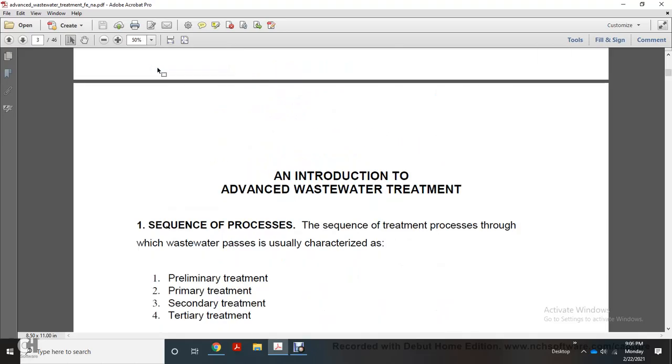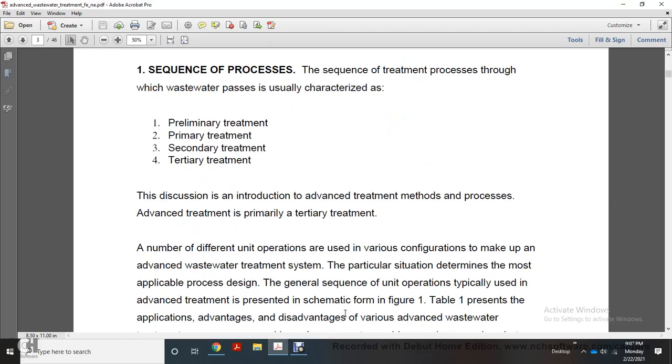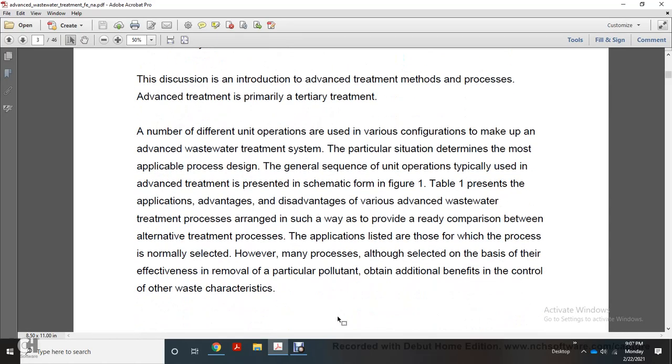Introduction to advanced wastewater treatment. The sequence of treatment processes through which wastewater passes is usually characterized as preliminary treatment, primary treatment, secondary treatment, and tertiary treatment. This discussion is an introduction to advanced treatment methods and processes. Advanced treatment is primary with a tertiary treatment. A number of different unit operations are used in various configurations to make up an advanced wastewater treatment system. The particular situation determines the most applicable process design.